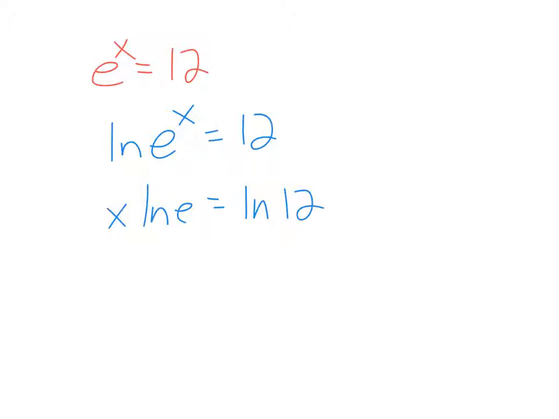So we still need to get x by itself. All right, so how do we get x by itself? Divide by what? ln. All right, so the natural log of e. And so then, again, make sure you put this in your calculator right. I would do natural log of 12, enter, and then divide by natural log of e right away, and then we get what?